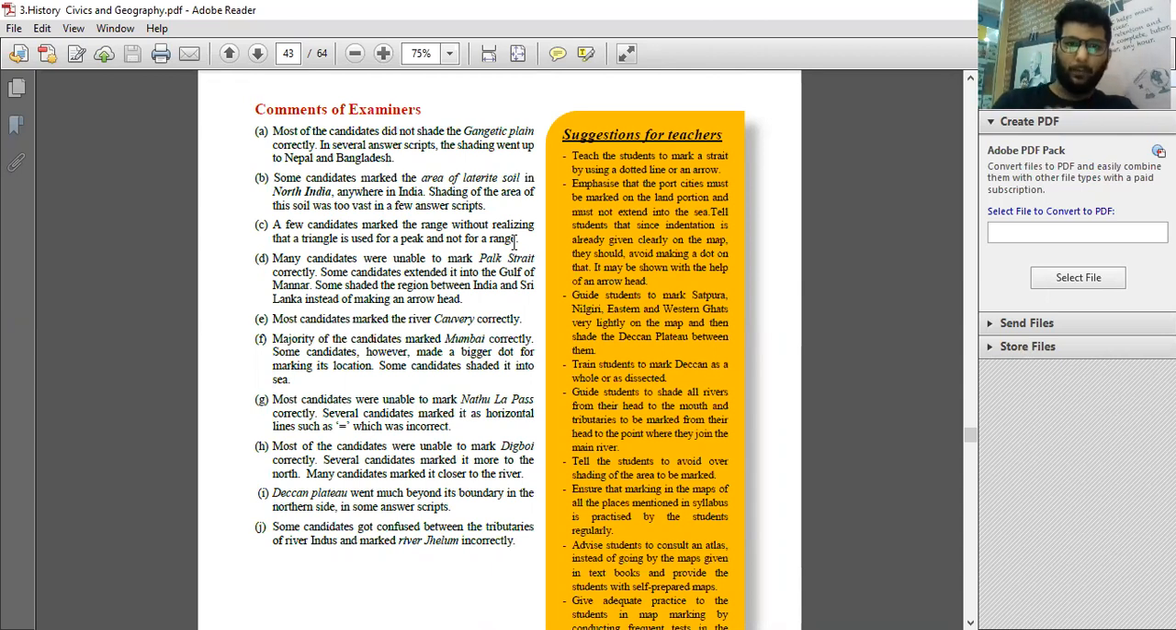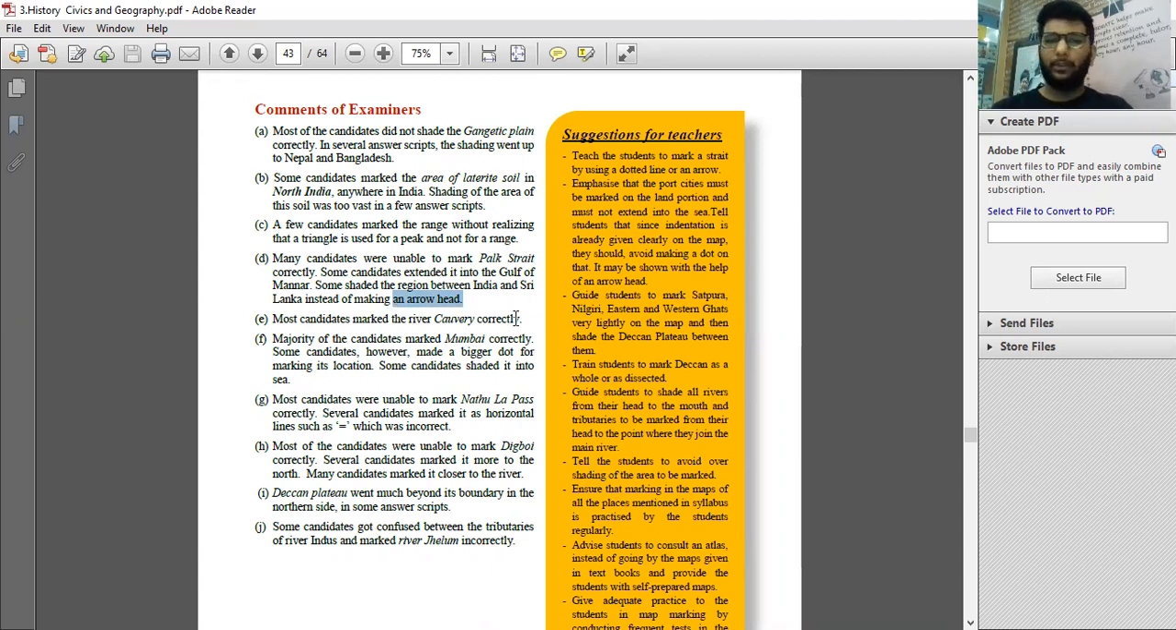While marking the Palk Strait correctly, you have to be very careful that it should come between India and Sri Lanka, but not at the Gulf of Mannar. So you should be very careful with that. Mark it with a proper arrow indicating that. For straits, we usually use inverted brackets, which gives clarity as a symbol.